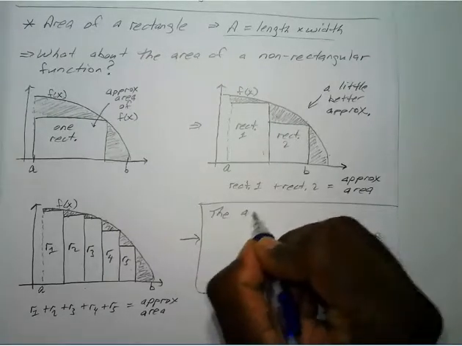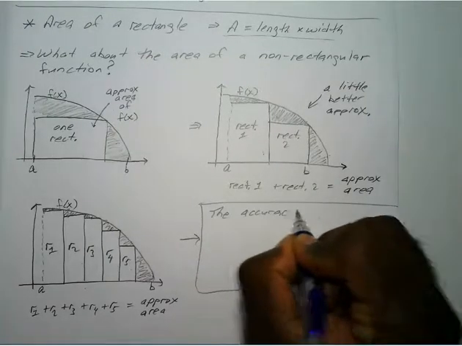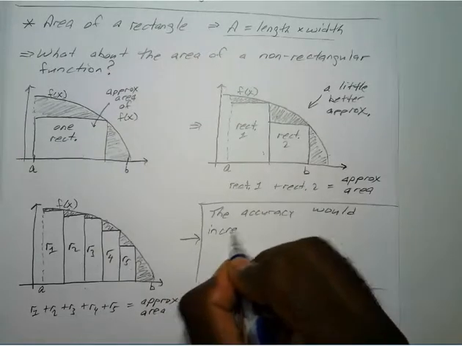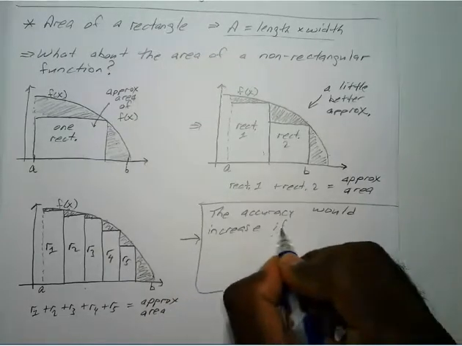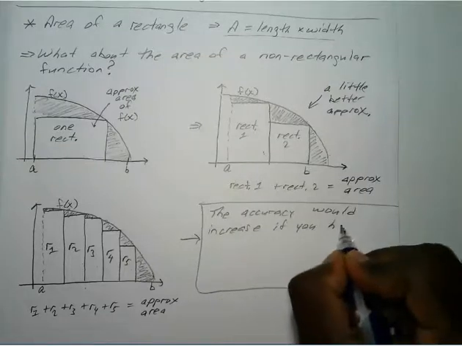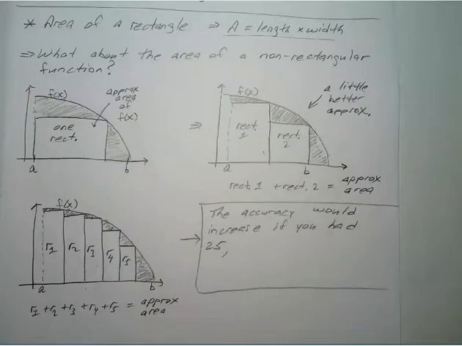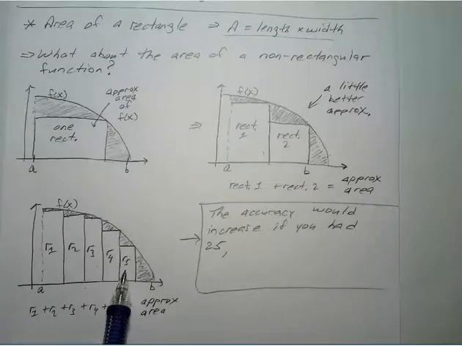The accuracy would increase if you had 25 rectangles. Okay, so if you had 25 rectangles under here and added them all together, you'd be okay. You'd really be able to have a pretty good idea of what the area is under here.